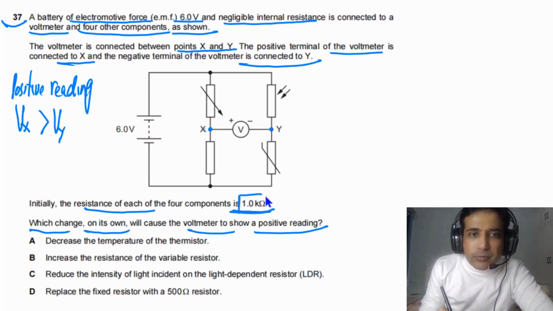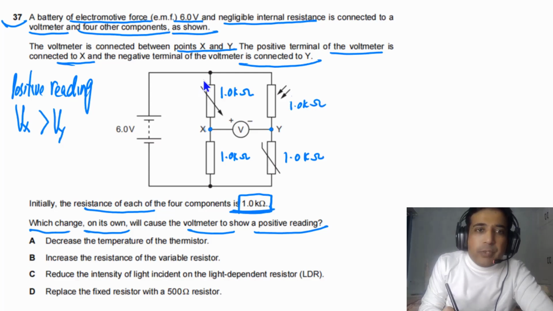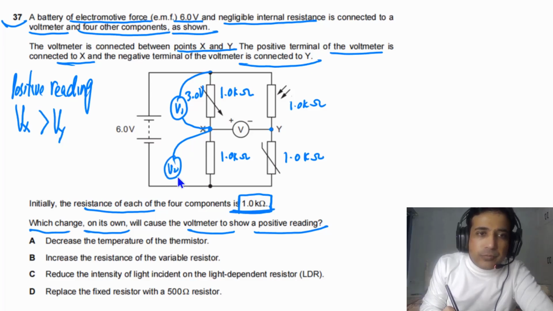And it is also given that each component has the same resistance. So this one has 1.0 kilo ohms, this also has 1.0 kilo ohms, and this also has 1.0 kilo ohms. The resistance of this one is also 1.0 kilo ohms. If we connect voltmeter V1 here, the reading on this voltmeter will be equal to 3.0 volts, and if we connect voltmeter V2 here, the reading will also be equal to 3 volts.